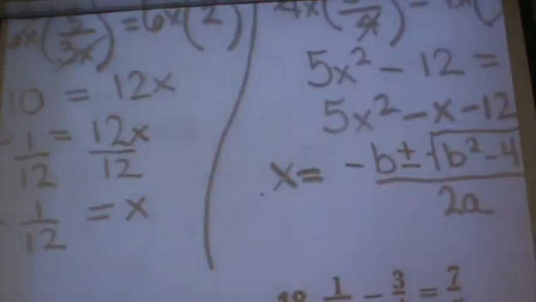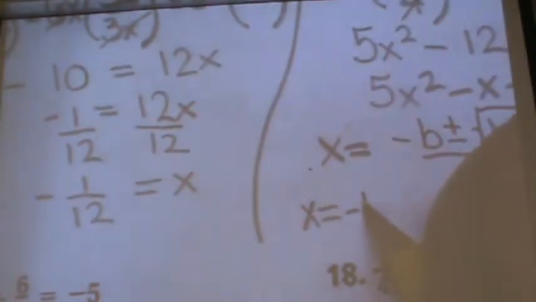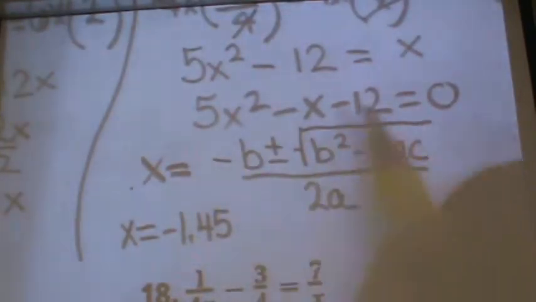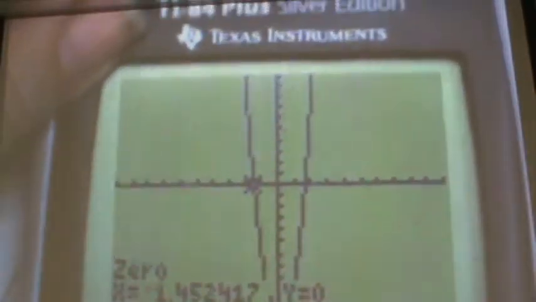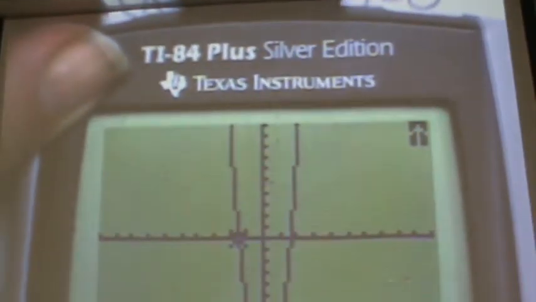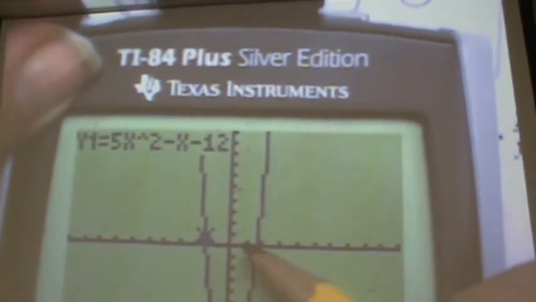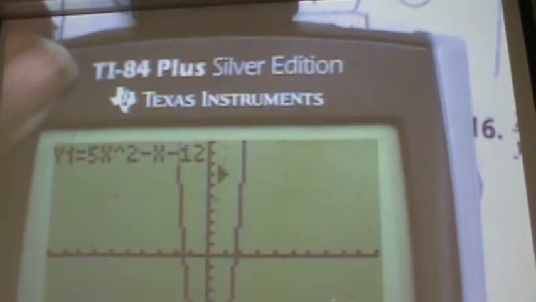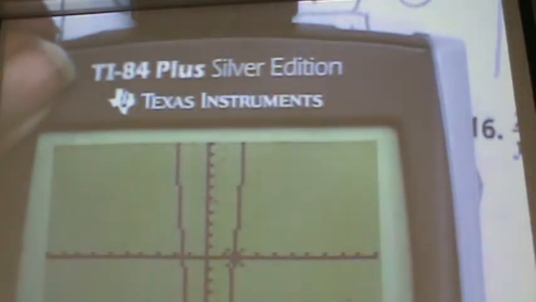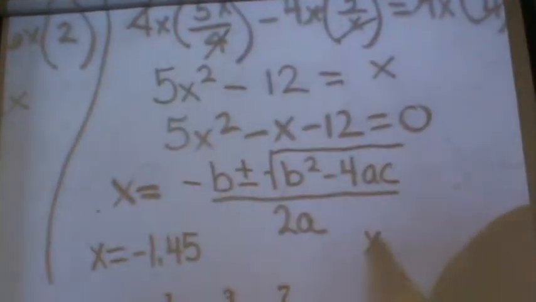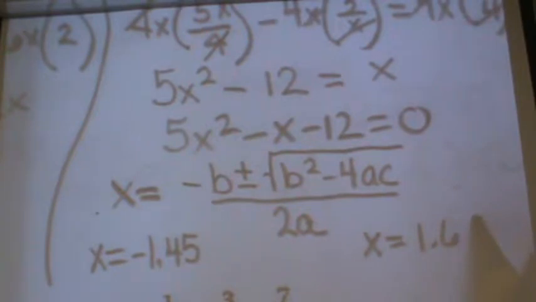So one of your answers is negative 1.45. You would have gotten this answer if you would have done this formula. Now how do you get the other answer? Now we're gonna hit second calc again, second calc, hit 0, and now this 0 is between 1 and 2, hit 1, enter, 2, enter, enter, and there it is, it's negative 1.65. So those are your 2 answers.